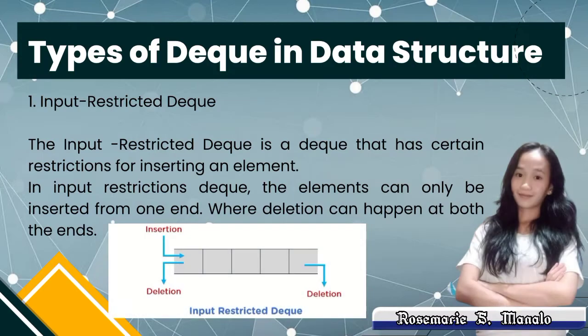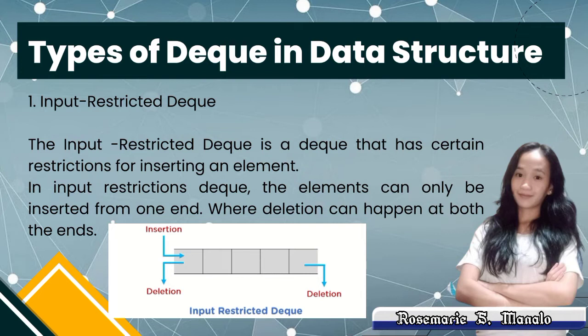Types of Deque in data structure. Deque or double-ended queue is a type of queue in which insertion and removal of elements can either be performed from the front or the rear. Thus, it does not follow the FIFO rule or the first in, first out rule. There are 2 types of Deque which are created by restricting certain operations. Let's clearly understand them.